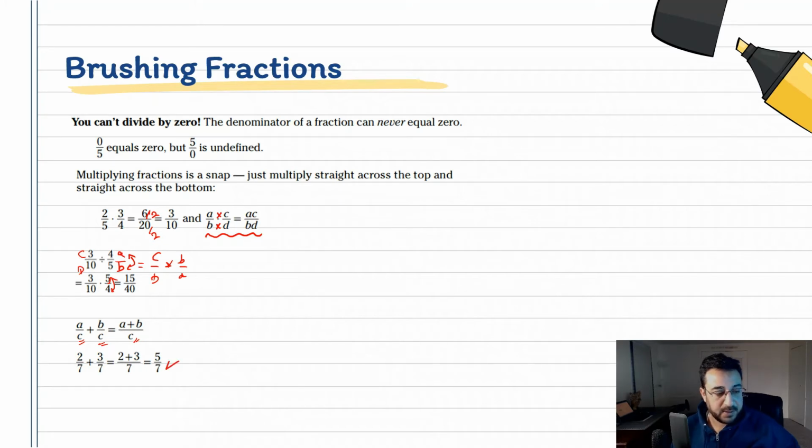Now, if you have a over e plus b over c, what are you going to do? This way you do cross multiplication, so that equals a multiplied by c plus b multiplied by e over e multiplied by c. So that's the way you do it in case you need it.